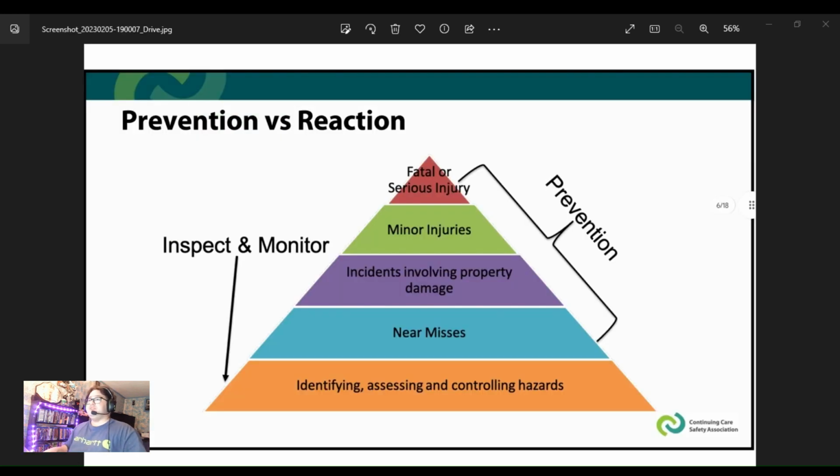And here we have our prevention versus reaction pyramid by a friend of the show, Frank Bird Jr. Really, by incorporating these worksite inspections into the health and safety program, it allows for the identification and controlling of hazards before incidents occur. That's what this represents. So, inspections at the bottom, and then up top, serious death and injury, no bueno.